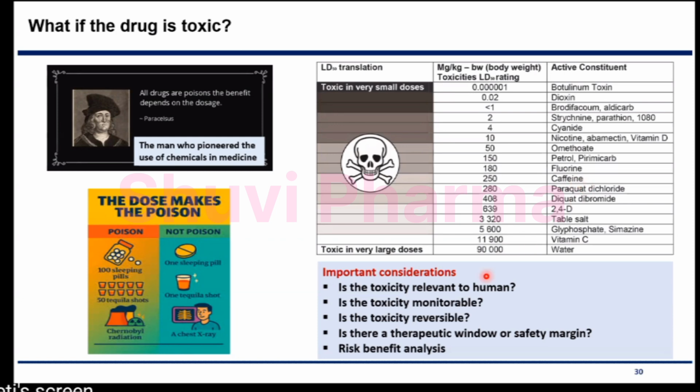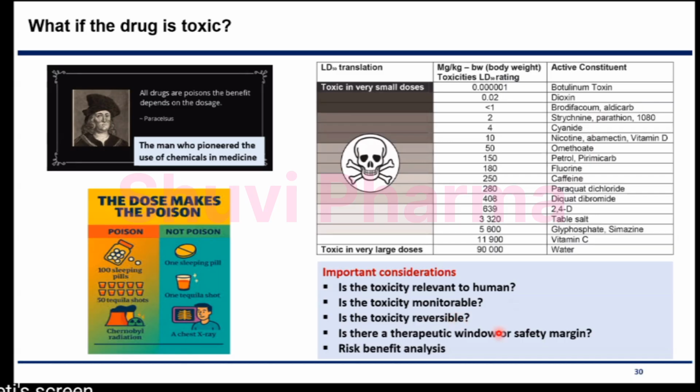And what are the important considerations for this? Is the toxicity relevant to human? Can we monitor this toxicity? Like in human, if there is some damage to the liver, can we look at some blood collection and then look at the liver enzymes? Is this toxicity reversible? Very, very important. You see some toxicity, but once you stop the treatment, will that come back to normal or not?